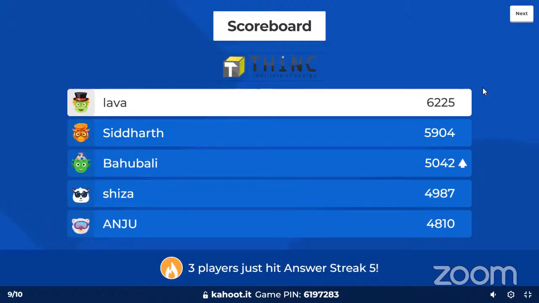Lava comes to the first position with 6,225. So great going. Siddharth with 5,904 on second. Bahubali, I think a new name on the table for this particular game, 5,042 points. Shisa with 4,987 points on fourth, and Anju with 4,810 points on the fifth position. And that was the ninth question, and only one more question to decide the winner.